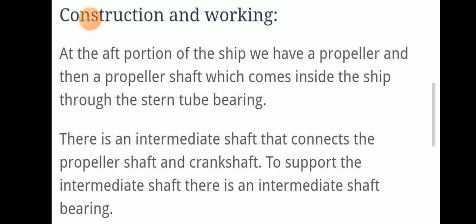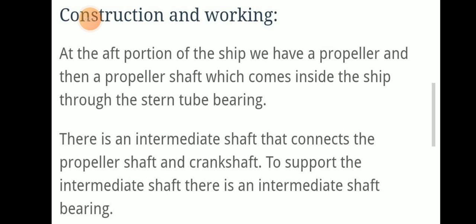At the aft portion of the ship, or the back side of the ship, we have the propeller and the propeller shaft, which comes inside the ship through a stern tube bearing. There is an intermediate shaft, which connects the propeller shaft and the crankshaft. To support the intermediate shaft there is an intermediate shaft bearing.